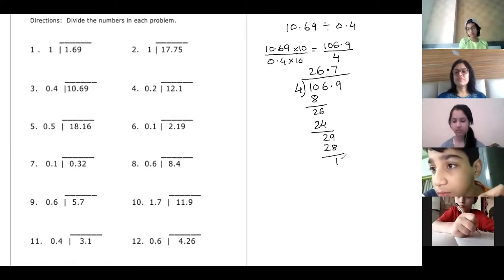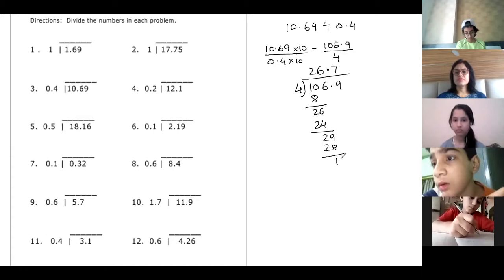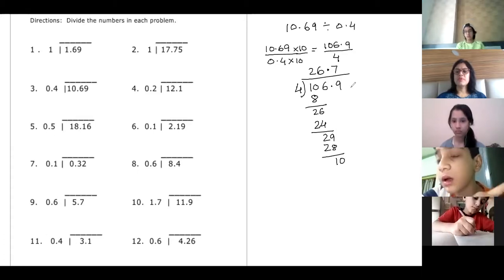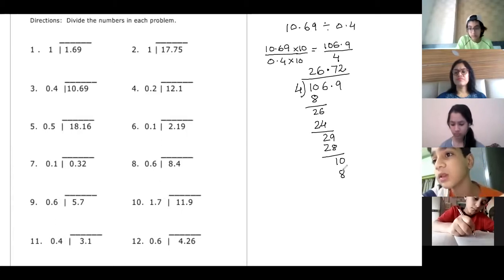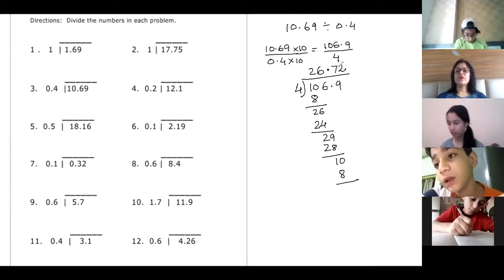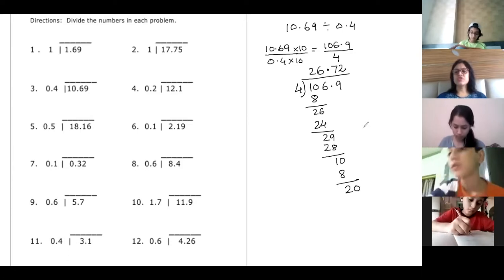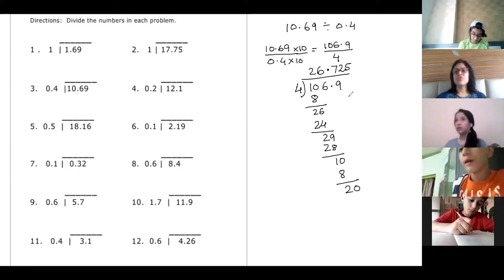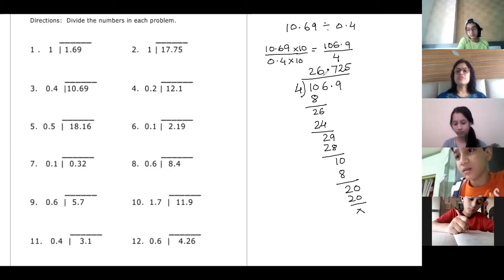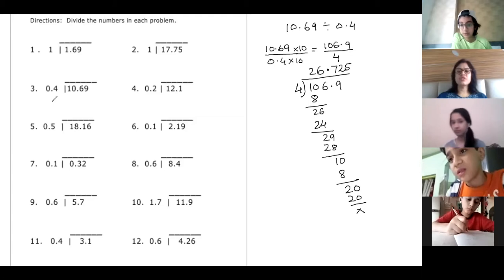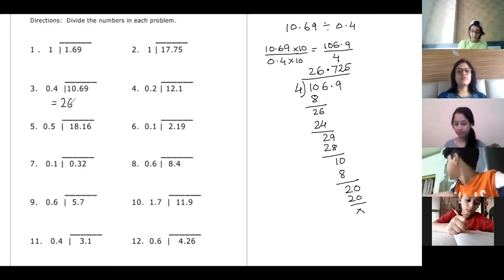Then? And then you will put a 0 in the quotient. And 4 then 2. You put a 0 over here also. And 4 2s are 8. Then another 0. Ma'am, it will not come. Answer is 26.725.